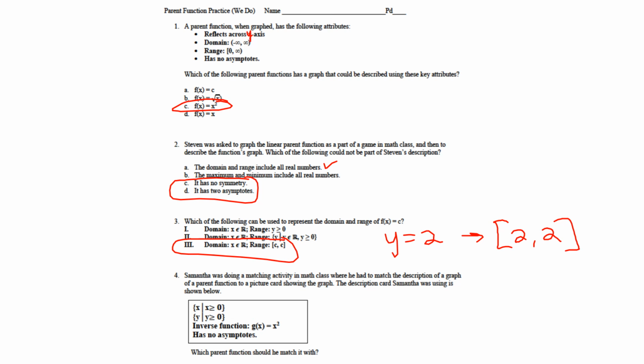Okay, so Samantha is giving us descriptions of a function, and she wants to tell us which one it is. The domain is x is greater than or equal to 0. The range is y is greater than or equal to 0. Its inverse function is g of x equals x squared, and it has no asymptotes. What did she describe? Square root. Y equals the square root of x.